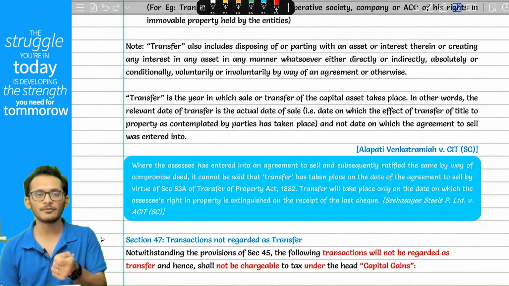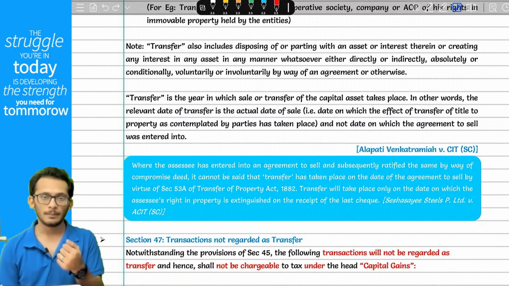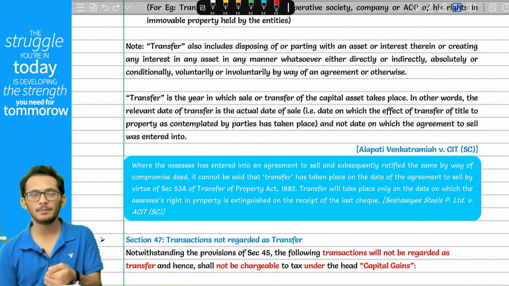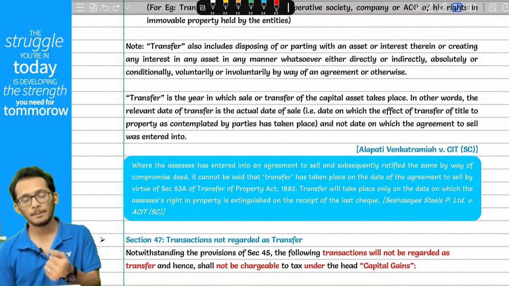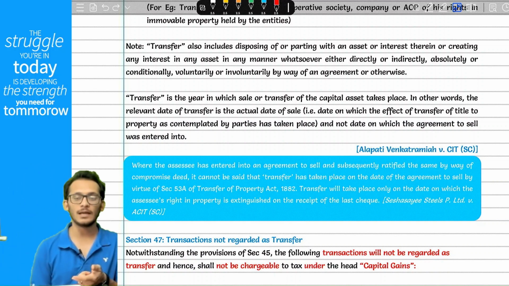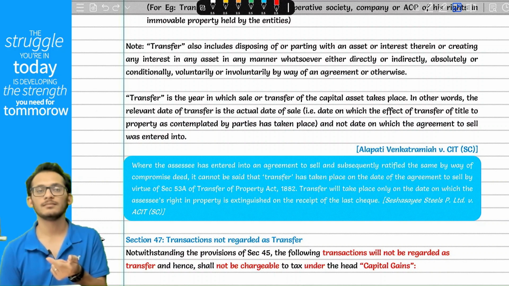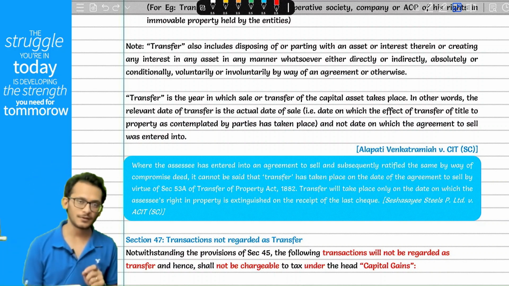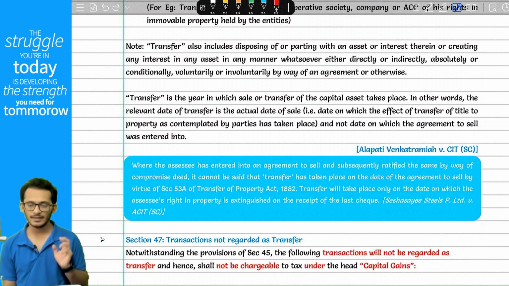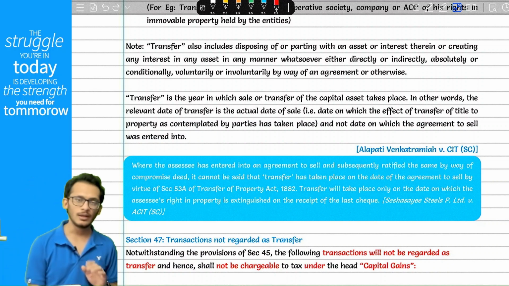If you give someone a gift, the cost of acquisition for the new owner will be the cost to the previous owner. Period of holding of the new owner will be the period of holding of the previous owner. Indexation of the new owner will start from the date of transfer, unless and until you opt for the Manjula Shah case. In the Manjula Shah case, you can go to the previous owner, otherwise you have to use the current owner.